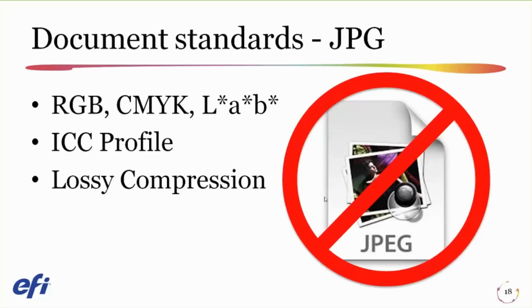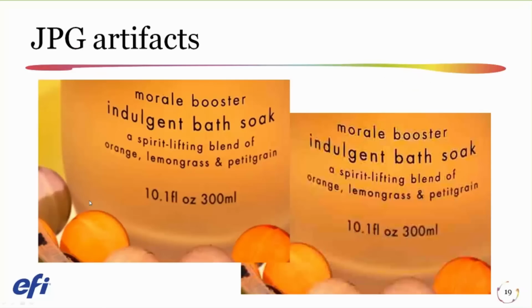JPEG files are, for the most part, always compressed, and it uses what's called lossy compression, and that causes problems in the reproduction process. It creates what are called JPEG artifacts. JPEG artifacts are always seen around areas where there's a sudden change in contrast or density.